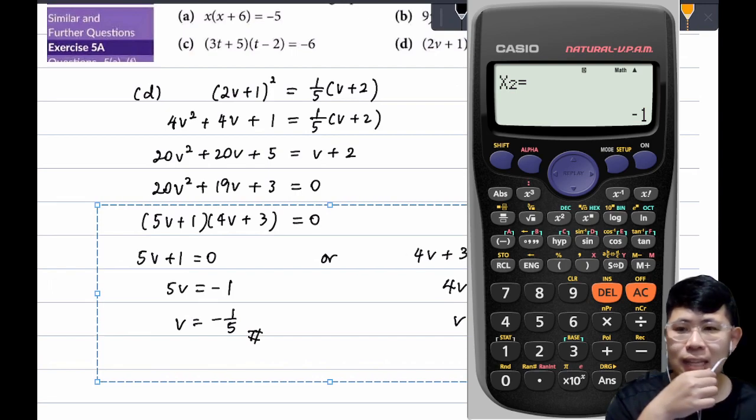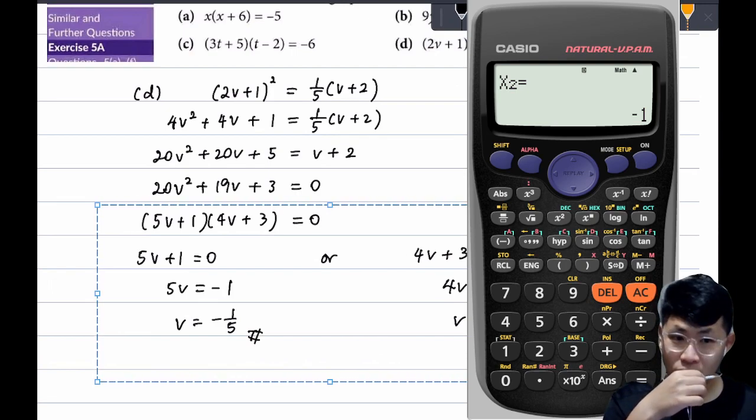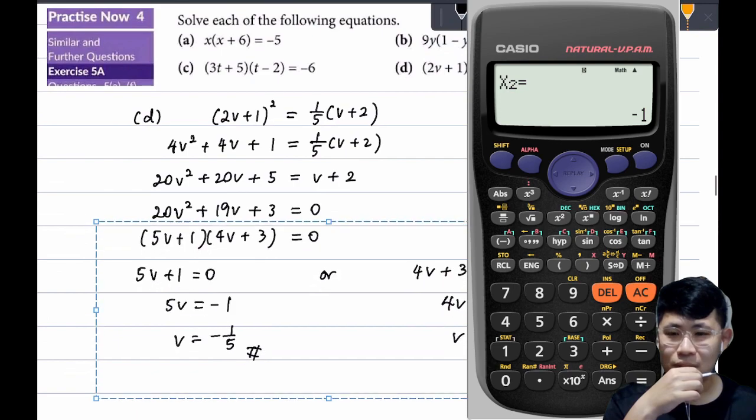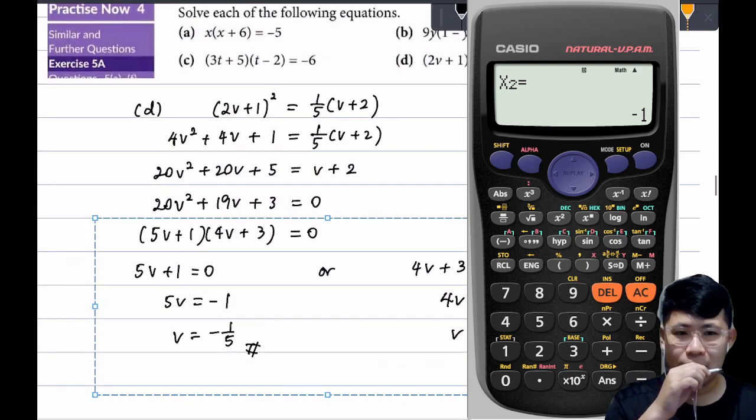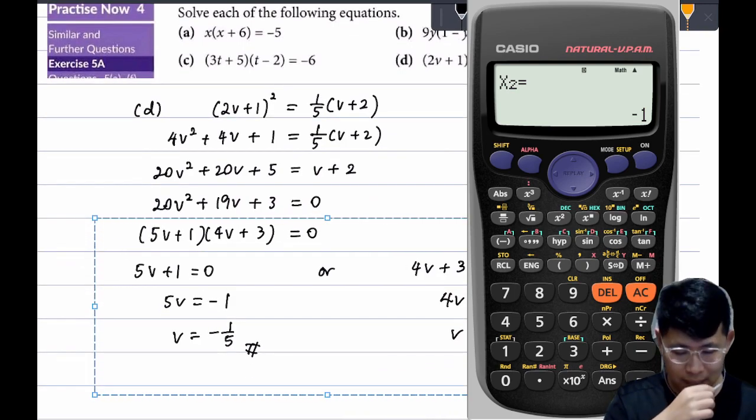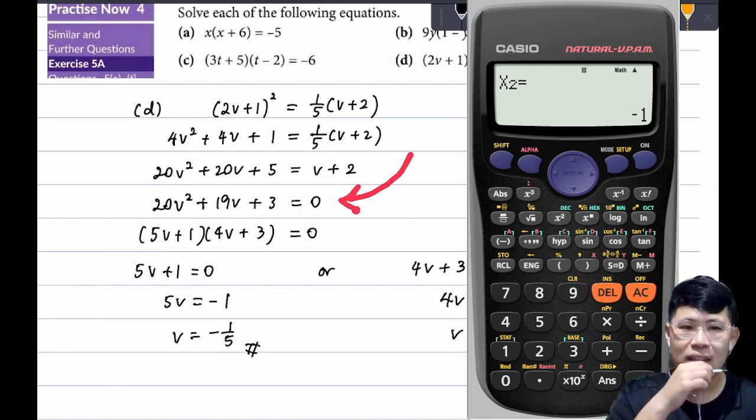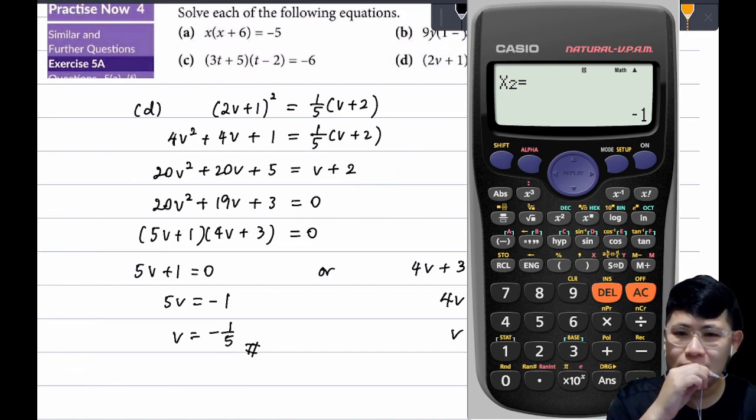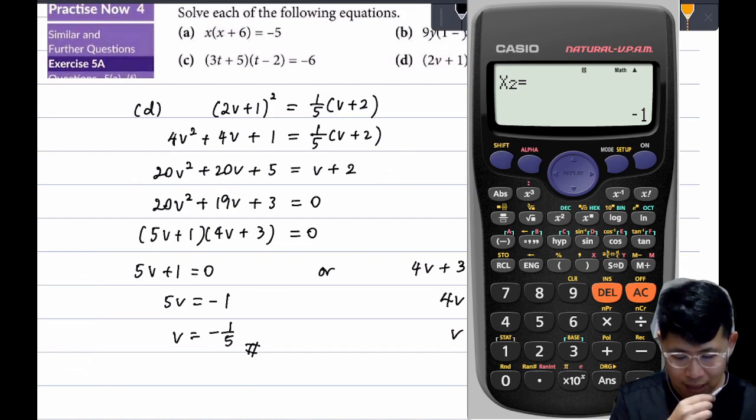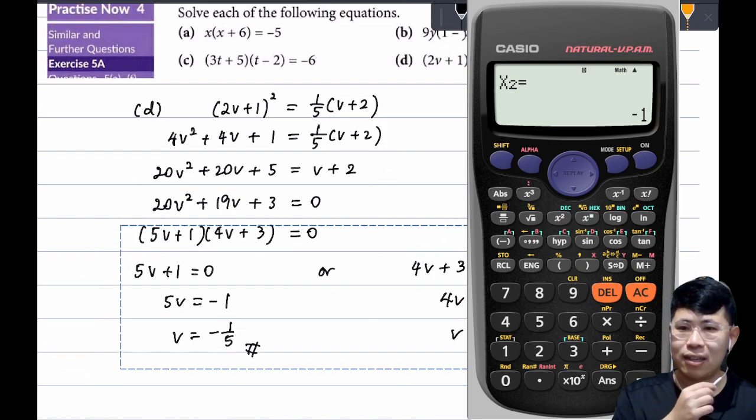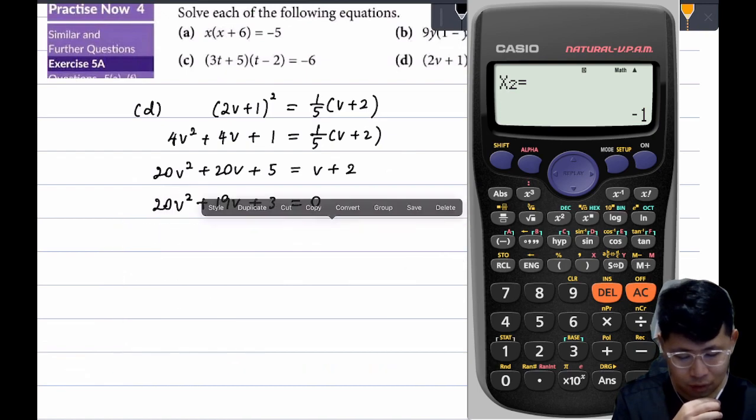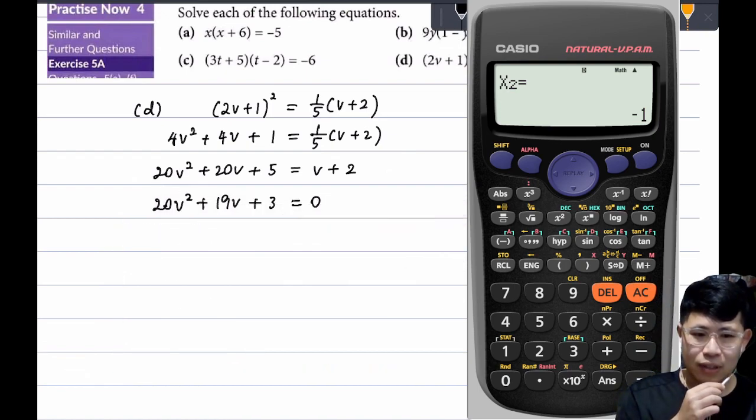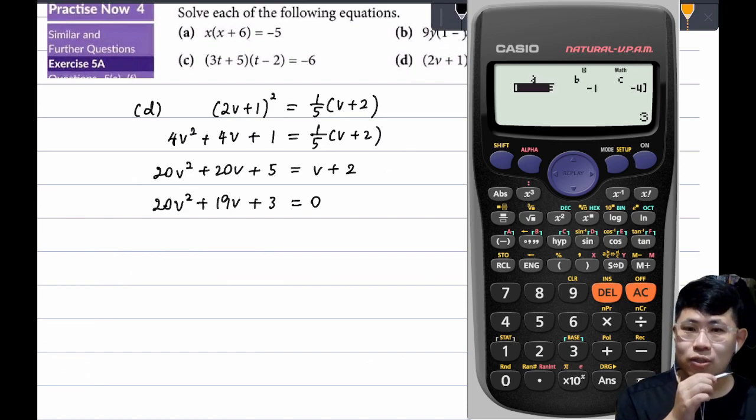Okay, so let's take a look at practice 4 and part D from just now. Same thing like what we did just now. Previously I've told you that the 20v squared plus 19v plus 3 is a tough question to factorize. Not easy to factorize, agree? So then how on earth did I get this? Without knowing how to factorize, how do I get this? Based on your calculator, we can use the calculator for help. So let's go back to this one.